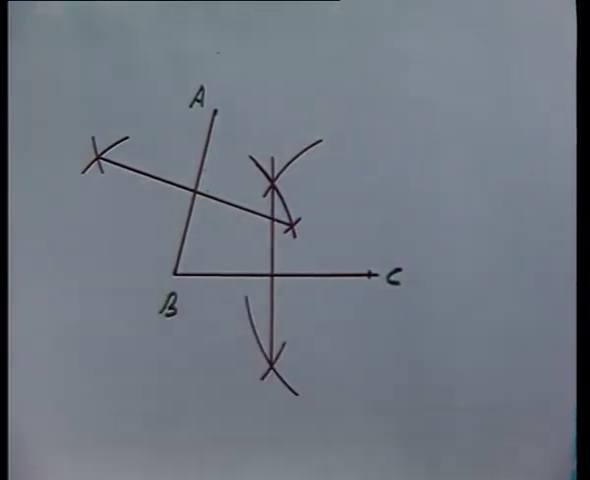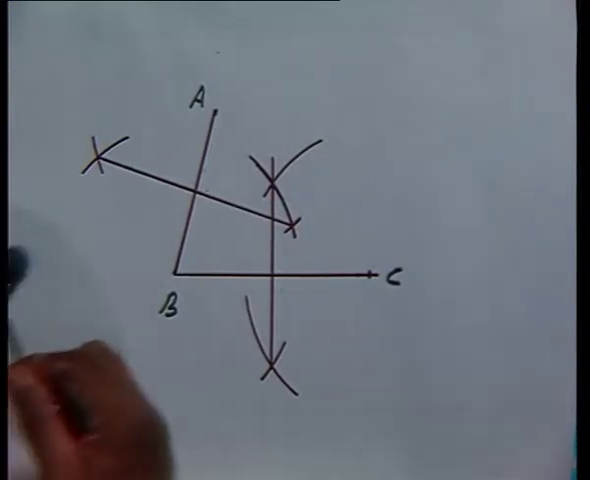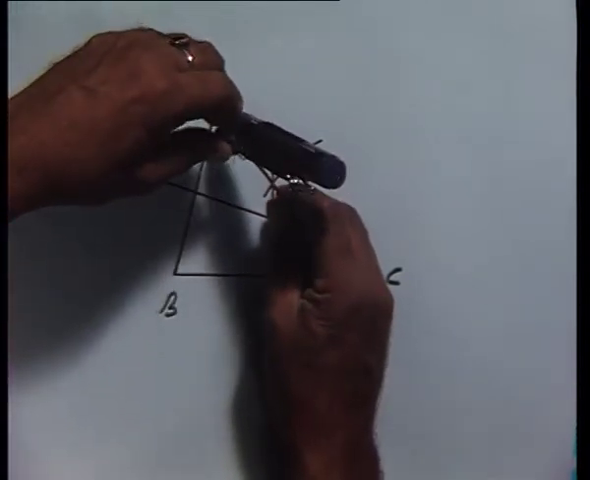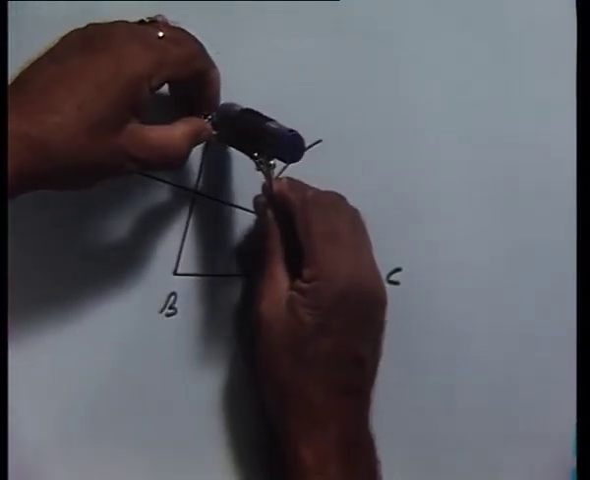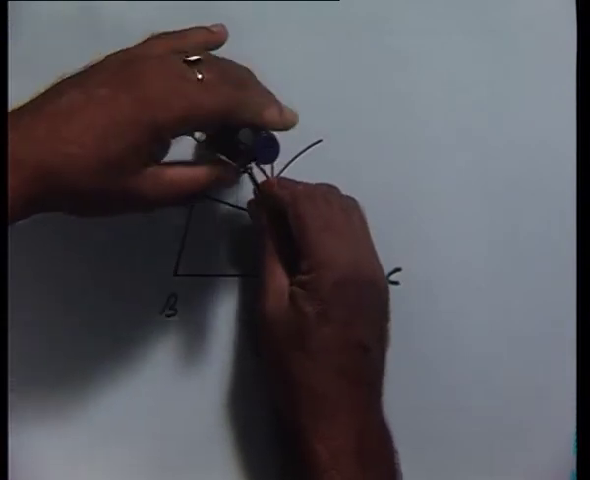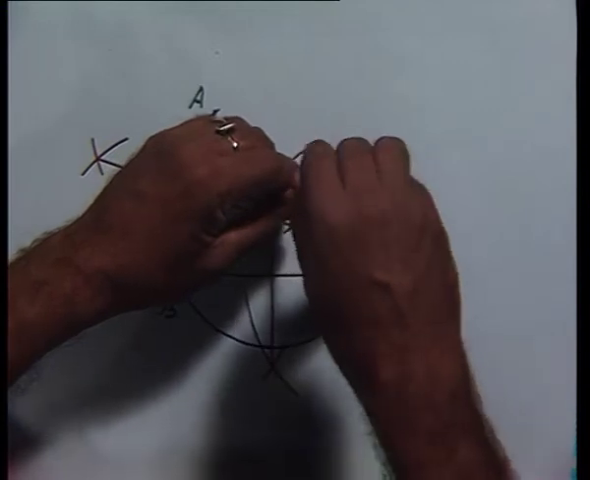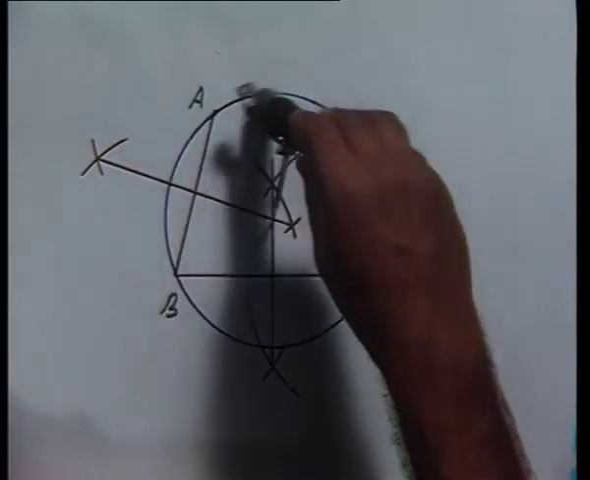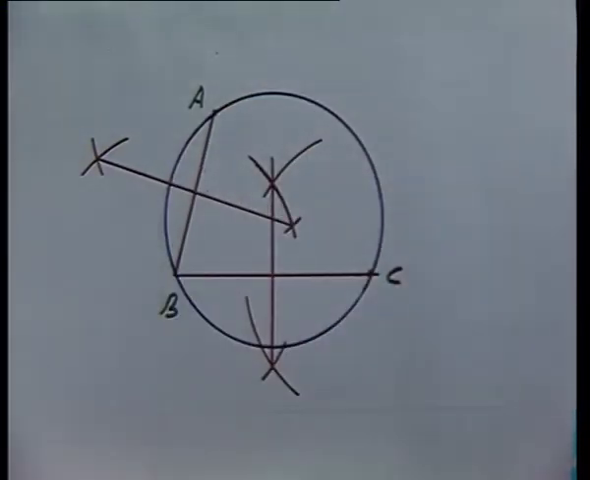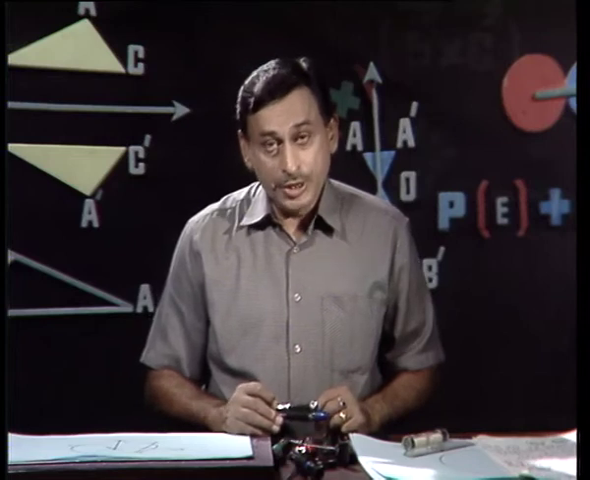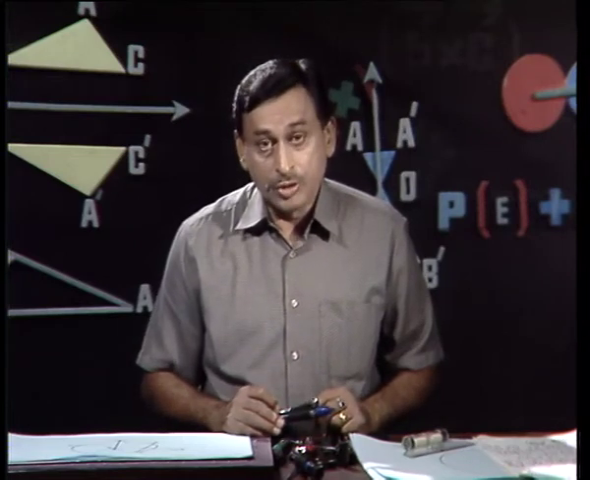So, if at all we are talking about a circle which is passing through the three points, then that circle should have its center here. And the radius will be opened up to one of the points. And if I draw this circle, this is going to pass through the three points. Isn't it interesting? And anytime we are given three non-collinear points, mind you, I am talking about the non-collinear points.